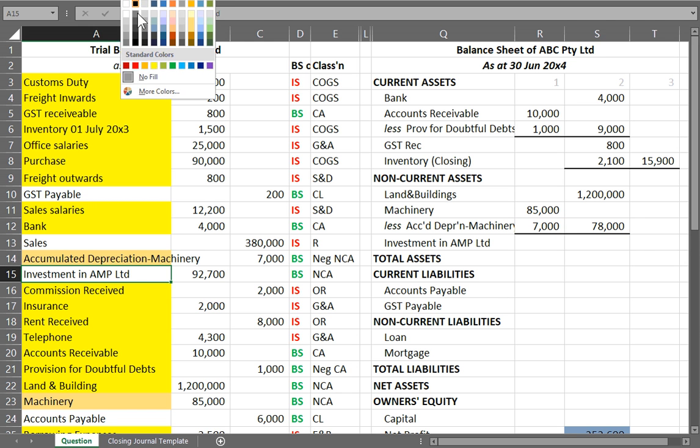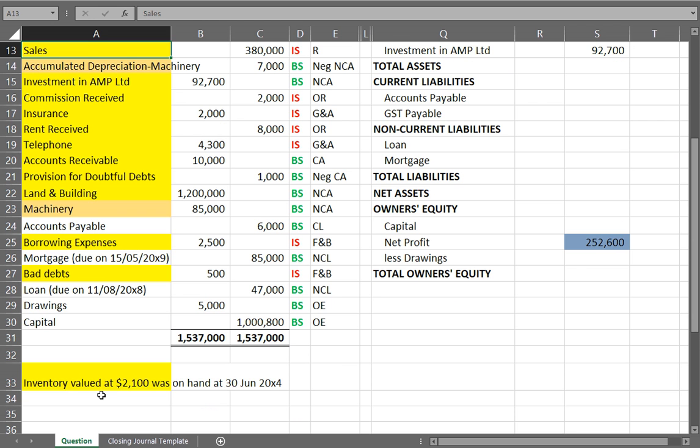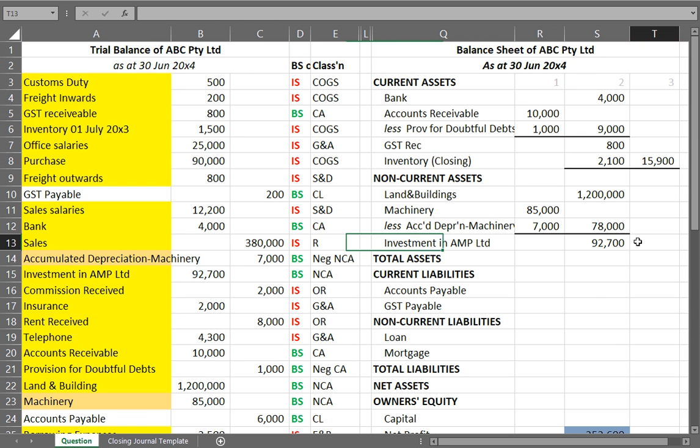Okay, investment in AMP. Here we go. Our investment in AMP is 92,700. I think that's it. Don't know why we don't have sales highlighted. We've used it, so we can take it out. And yeah, looking good. All right, let's calculate non-current assets. It will be 1.2 million plus 78,000 plus $92,700.